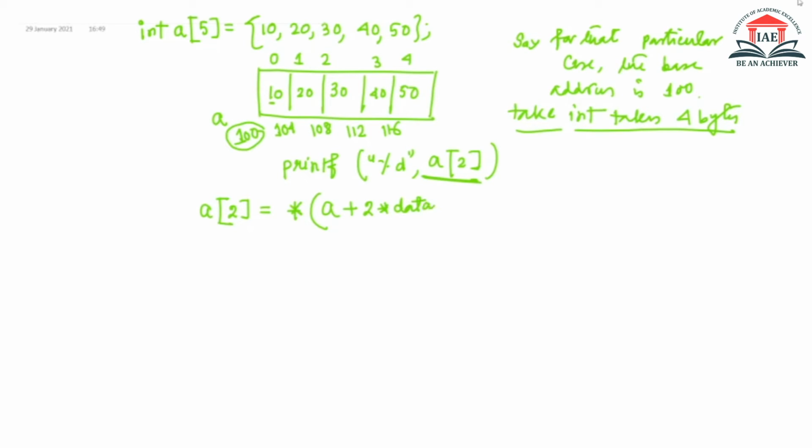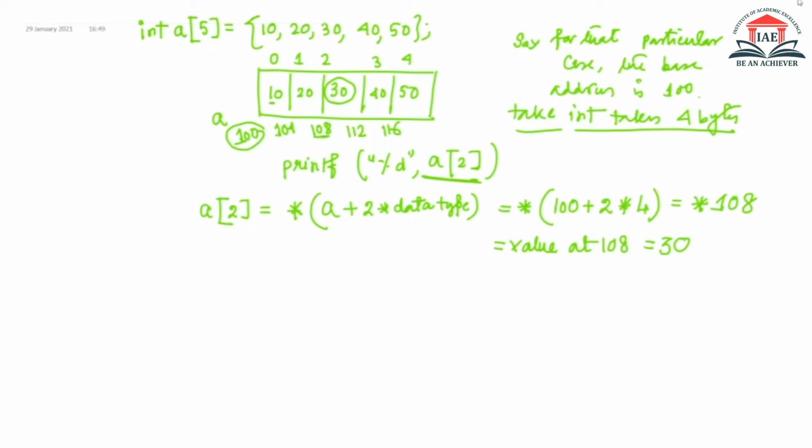If it is an integer, it will take, say, 4 bytes. If it is a character, it may take 1 byte. So how will it compute? The base address of the array is 100, and this is 2, into the corresponding data type. We are using the integer data type, which takes 4 bytes. That means the location is 108. What does star mean? Star means the value at 108. So what is the value at 108? That is 30.